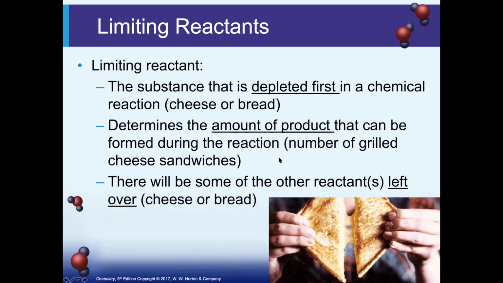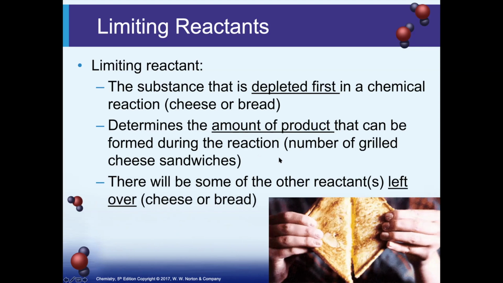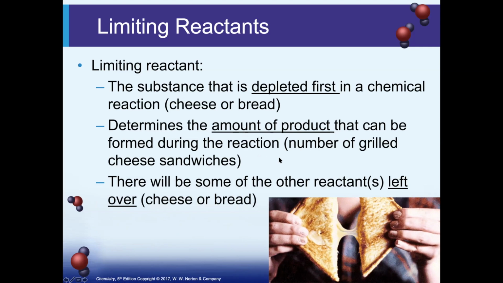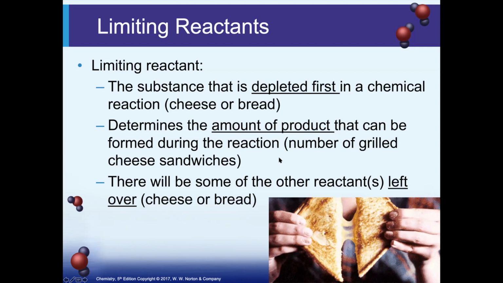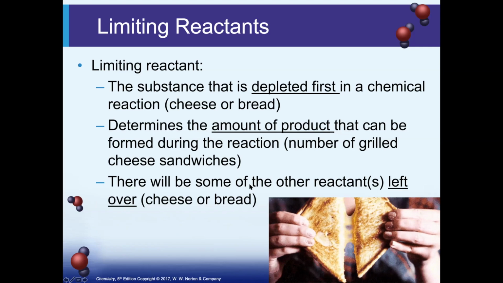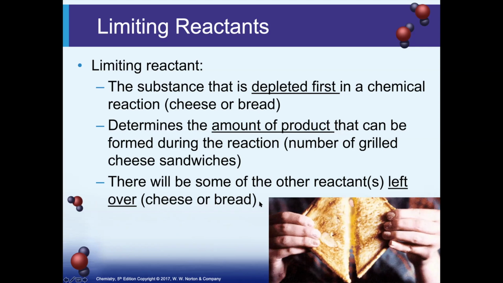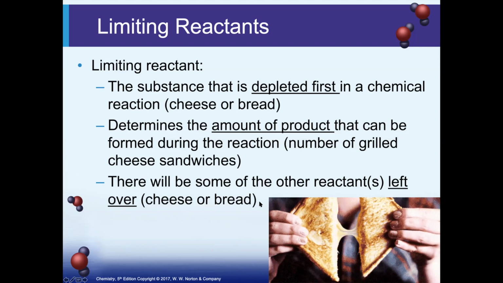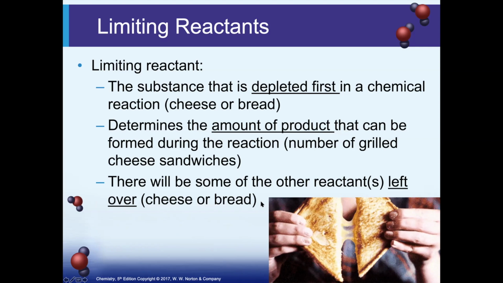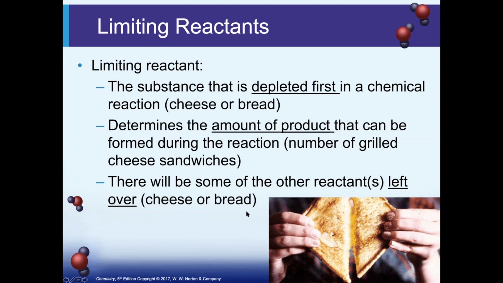The idea here is that if you run out of something, then you're going to have the other reactant left over, right? So there will be some of the other reactant left over, which doesn't get fully utilized, unless you have the proportions and the amounts exactly right. Okay, so that's the concept of limiting reactant.